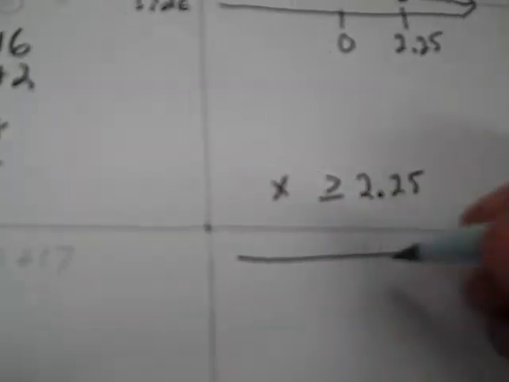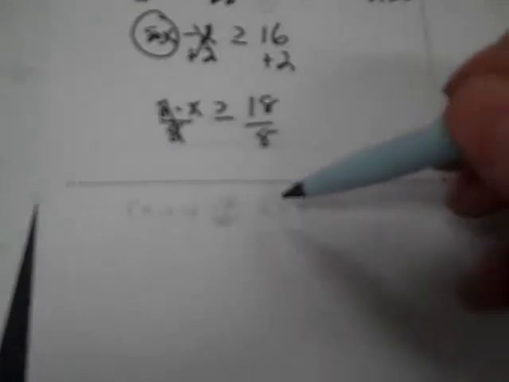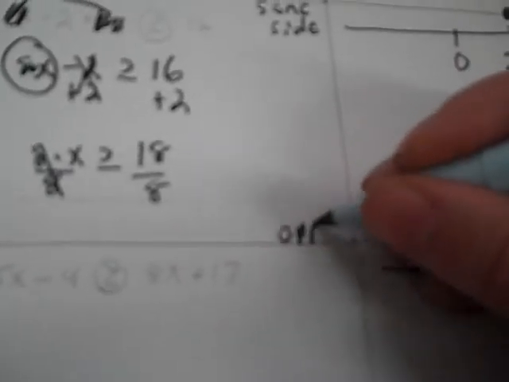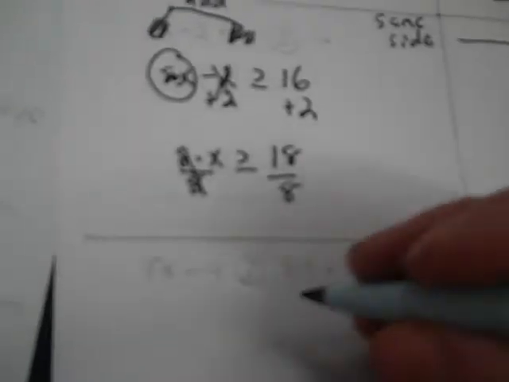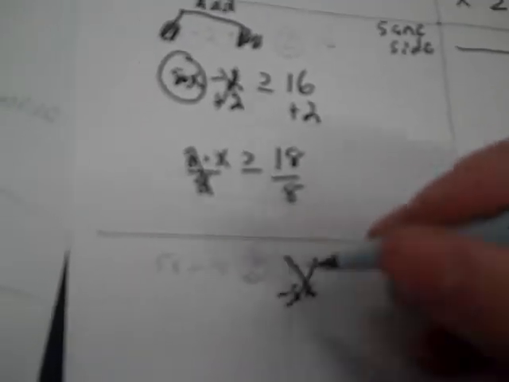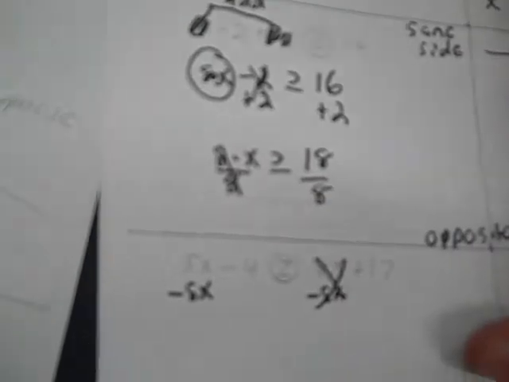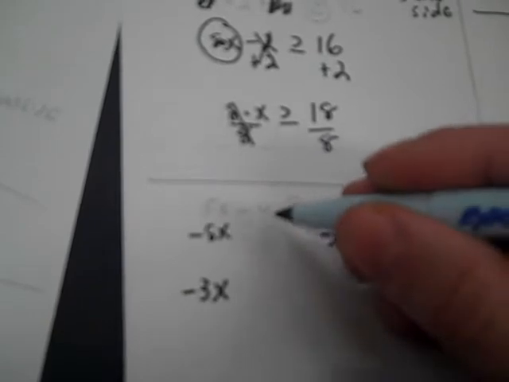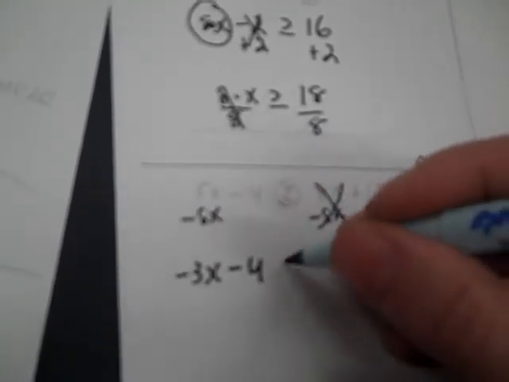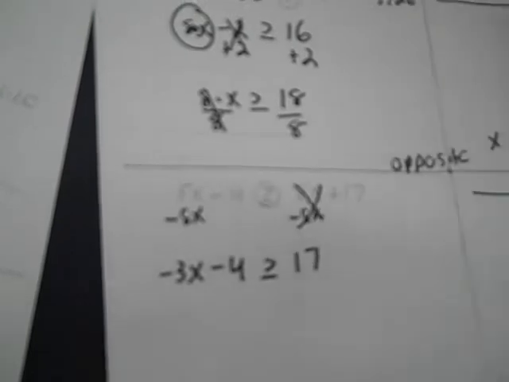Okay, next problem. Number line. No parentheses. You can only have one x. Well, there's two of them, the 5x and the 8x. They are on opposite sides. So on opposite sides, you switch the right to its opposite. So -8x minus 8x. So 5 minus 8 is -3x minus 4, the sign, and then 17.